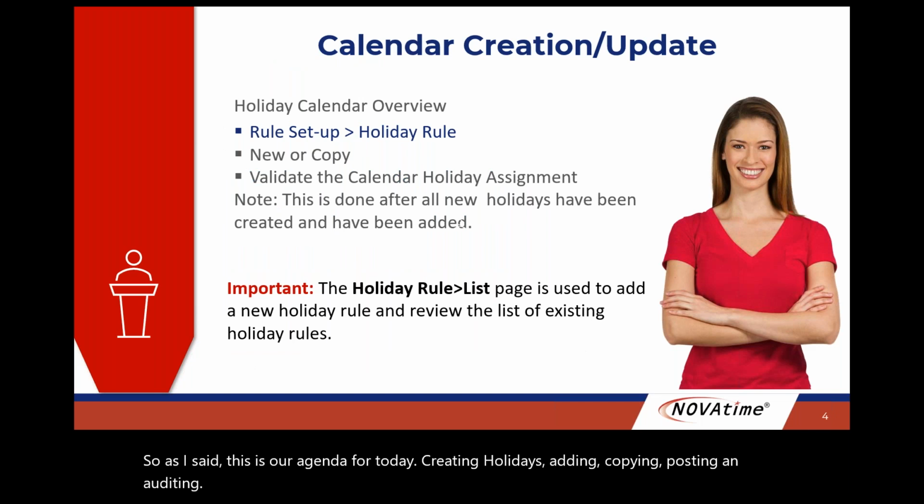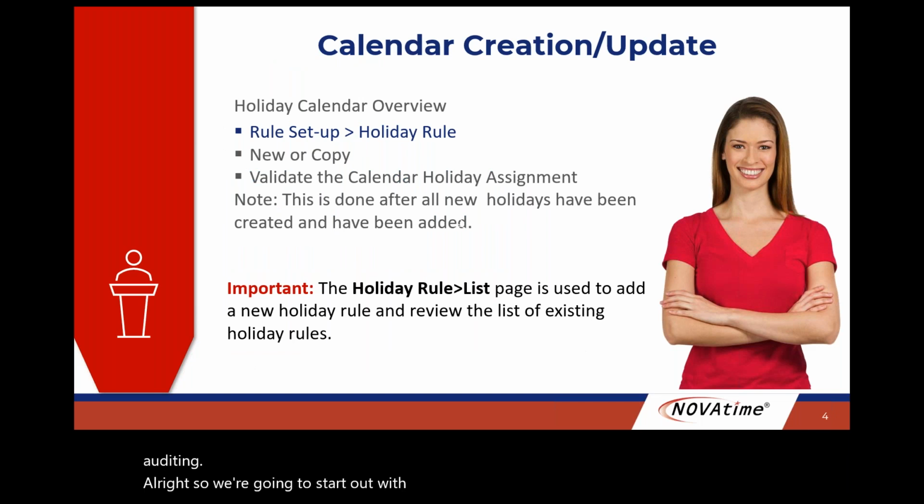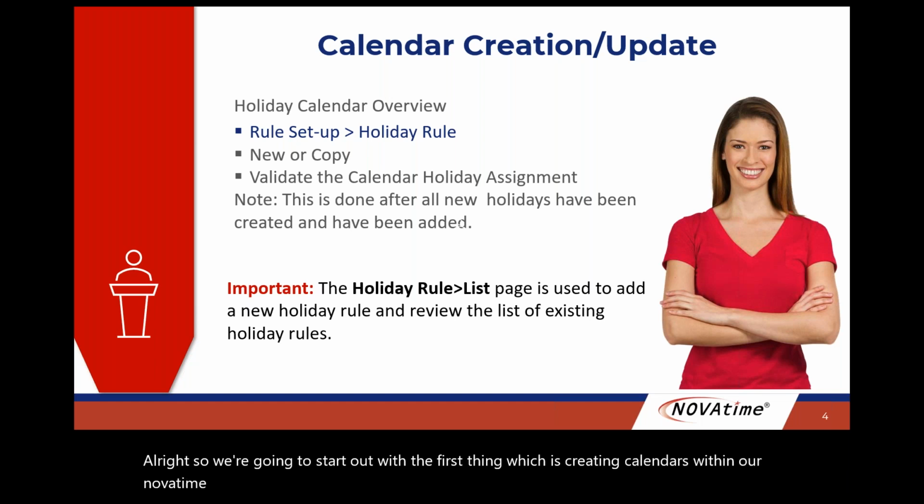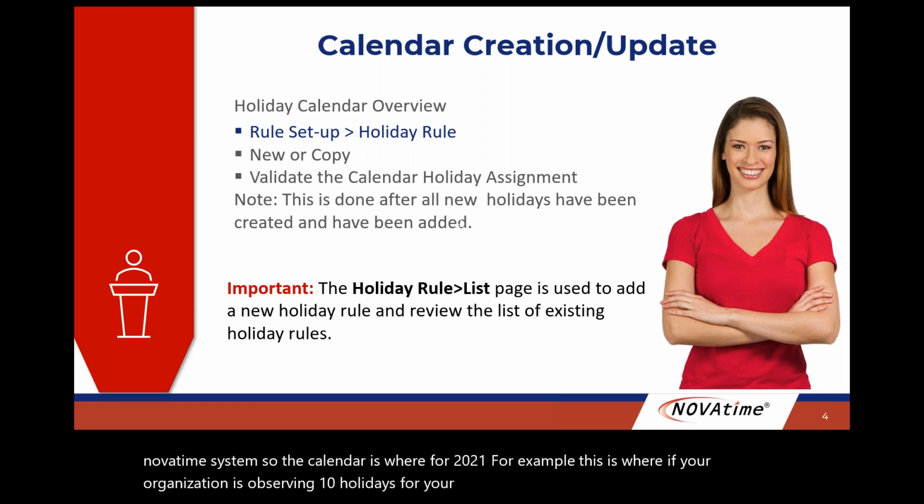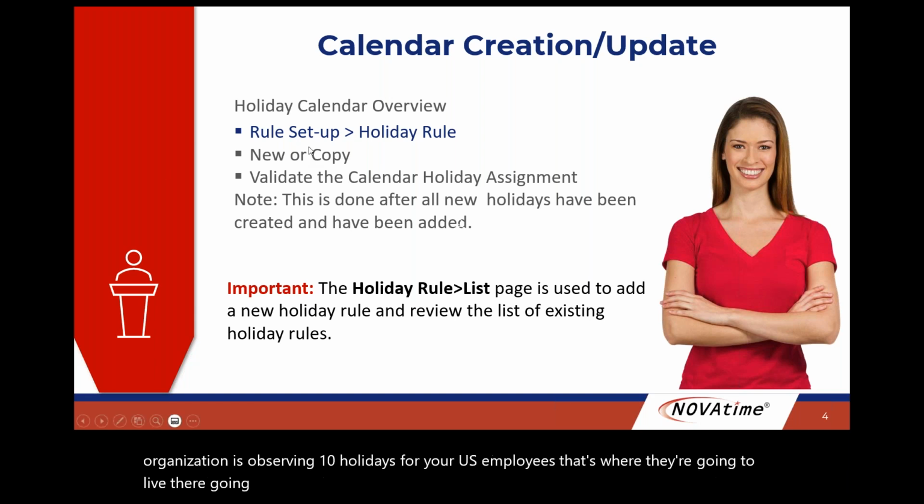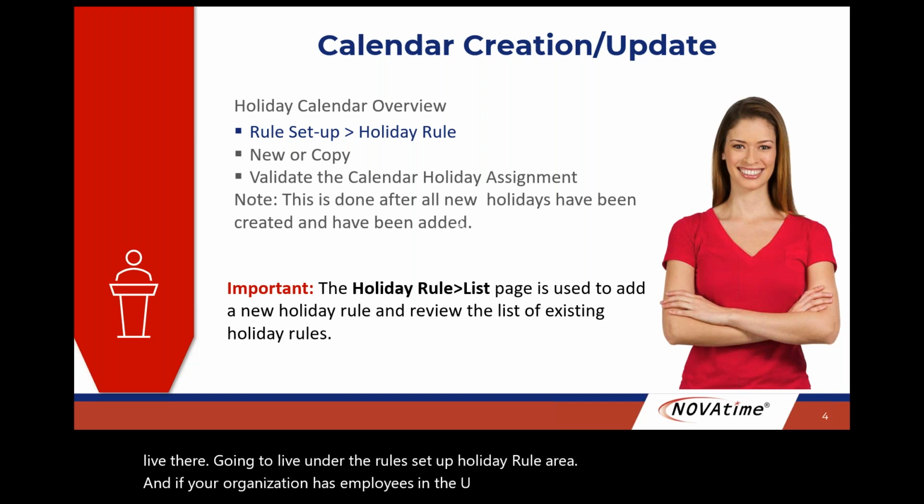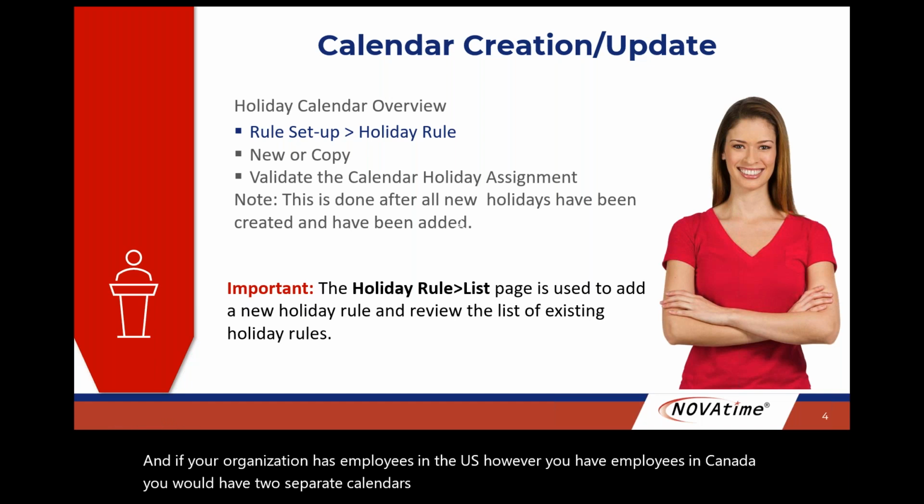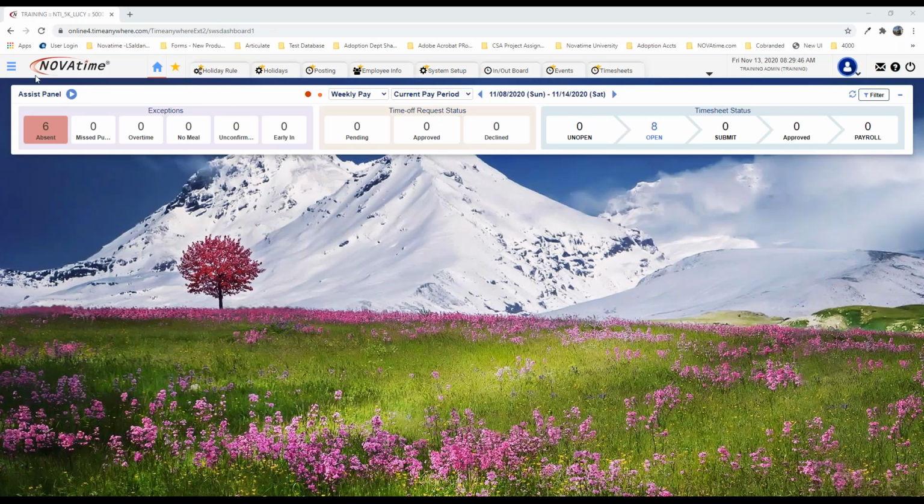All right, so we're going to start out with the first thing, which is creating calendars within our NOVAtime system. The calendar is where, for 2021, for example, if your organization is observing 10 holidays for your US employees, that's where they're going to live. They're going to live under the rules setup holiday rule area. And if your organization has employees in the US, however you have employees in Canada, you would have two separate calendars within our system. So let's log into the system and let me show you where that lives.